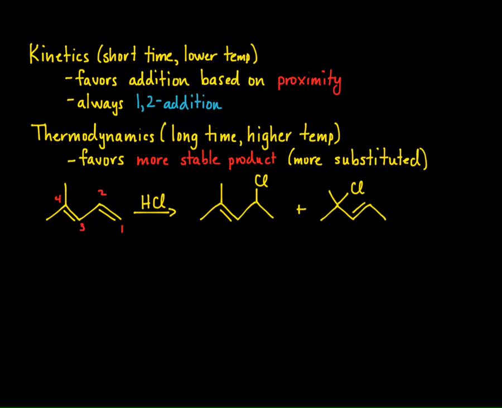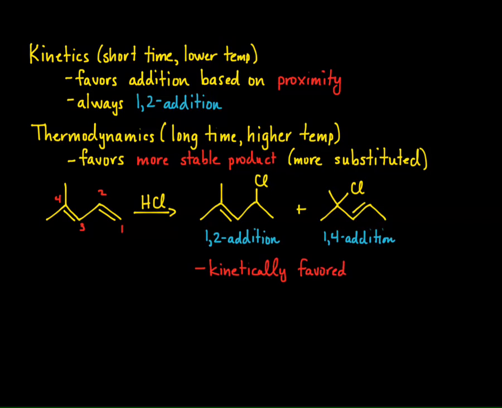I get the 1,2 addition and I get the 1,4 addition, right? So here I have 1,2 addition and here I have 1,4 addition. So I know that the product of 1,2 addition is always kinetically favored. And if I were to ask you which one of these products is kinetically favored, which one is thermodynamically favored, you're always going to select the one that is the 1,2 addition as the kinetically favored product.